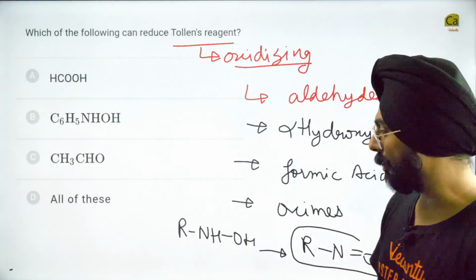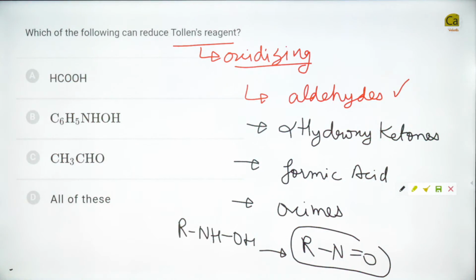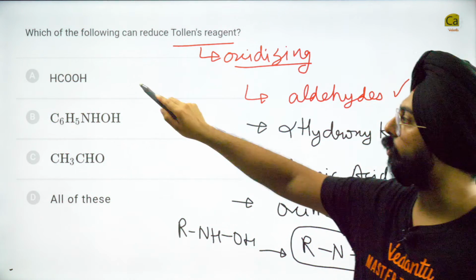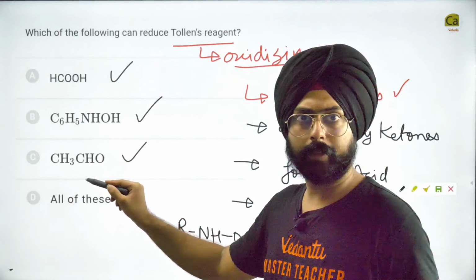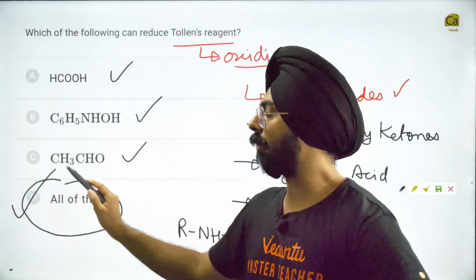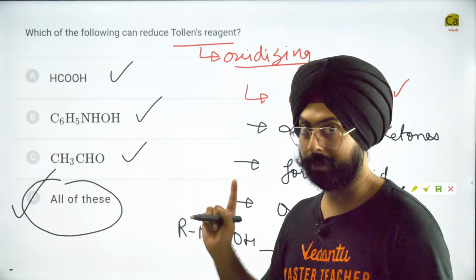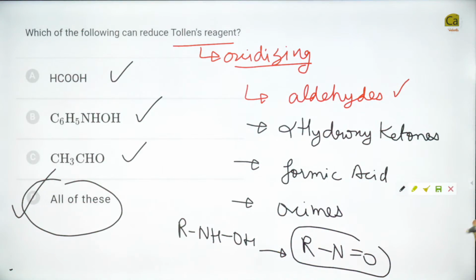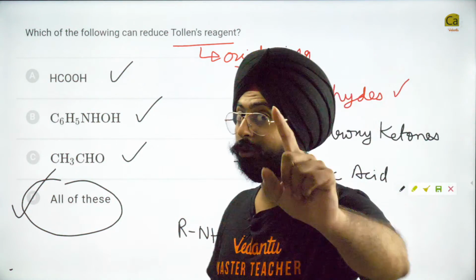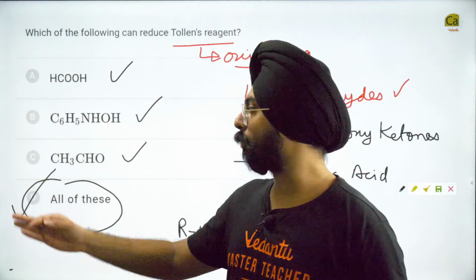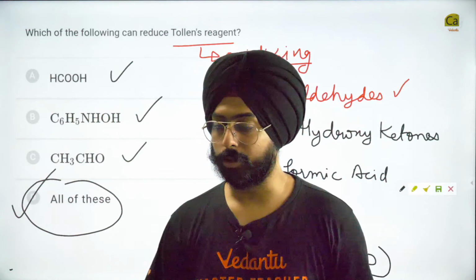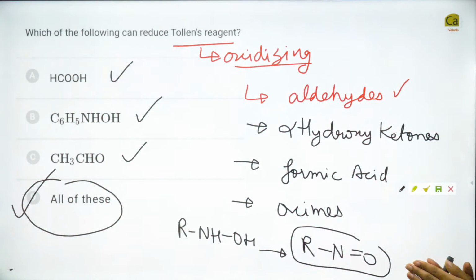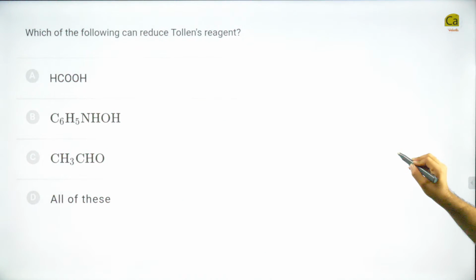Okay. Oximes can also be converted to this structure via Tollens reagent. So formic acid, oxime, aldehyde, all of these will give you the Tollens reagent test. So this is very interesting. All of these can reduce the Tollens reagent. A lot of you will choose the aldehyde as the answer. Formic acid and the oxime can also give you this test. Very nice question. Okay, let's move ahead.